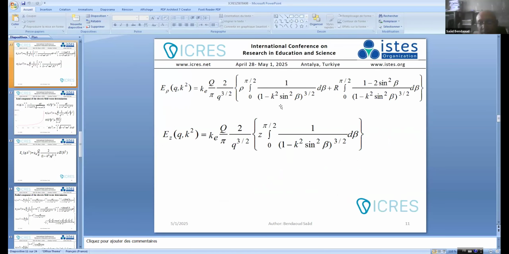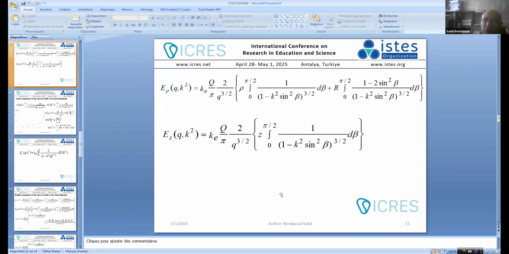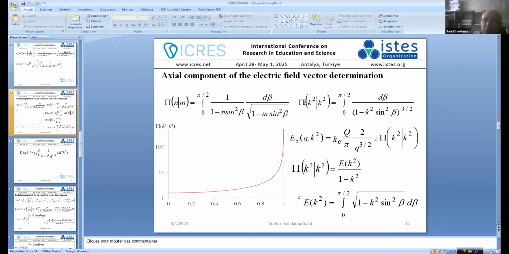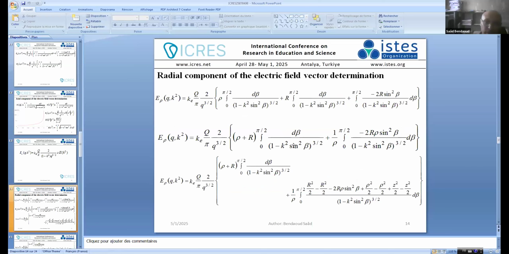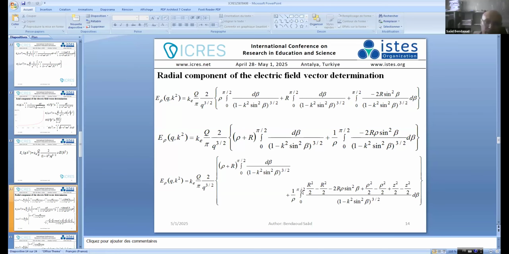Radial component of the electric field vector calculation, and we take this equation and we manipulate it. It gives us this three integrals with the sum of rho and r here. The term leads to this term, and this term remains. And after we make some manipulation here to modify it. And we found this equation.